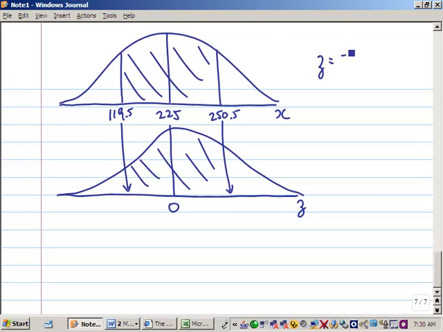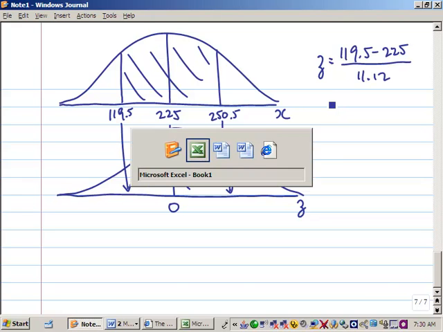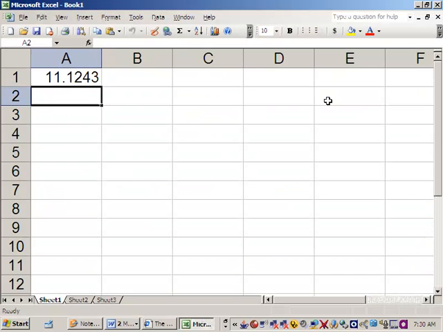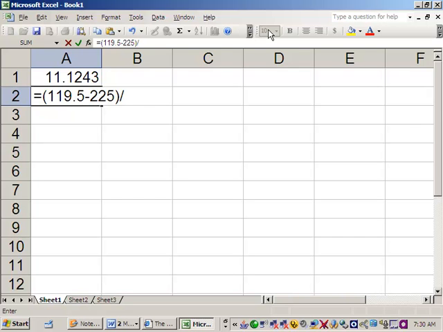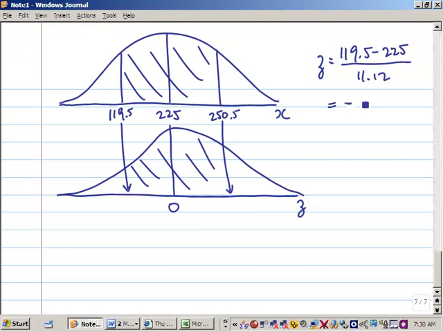Alright, so for the lower limit it'll be 119.5 minus the mean 225 divided by the standard deviation, if I remember, 11.12. Okay, so equals 119.5 minus 225, the mean, divided by the standard deviation, and that's negative 9.48.